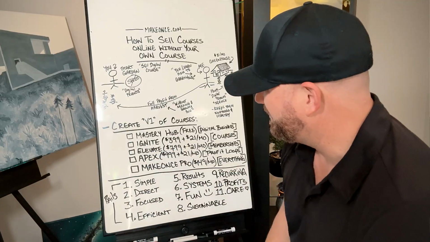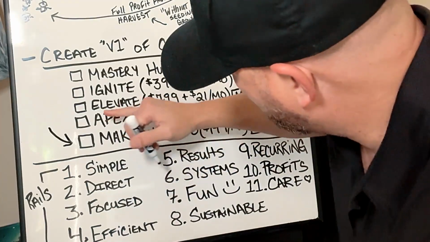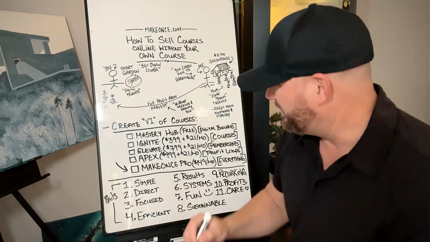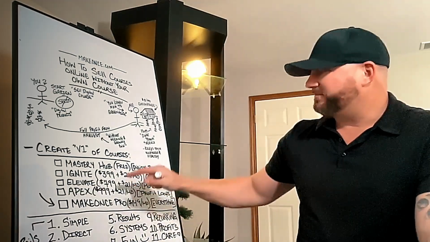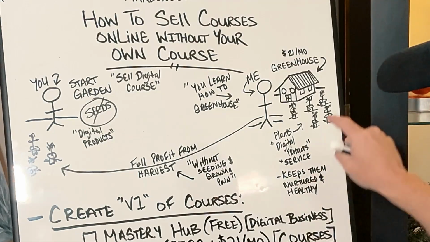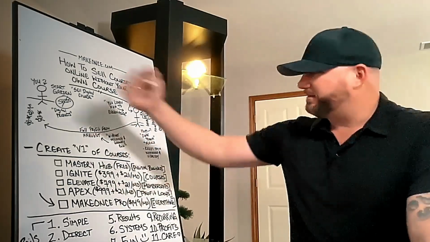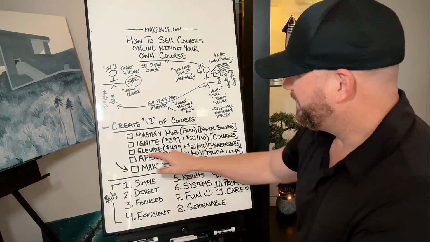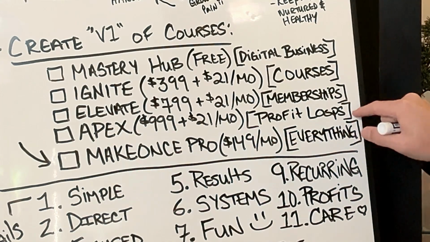The special right now is between now and May when I launch for $149, I'll give you all of these products. You only have to pay the $21 a month, and then you instantly can start selling these. But after in May, then you would have to pay the $3.99 or the $7.99 or the $9.99, just like buying the plants one time and then you can keep selling them and take the seed and keep reselling it, right? Ignite teaches you how to start online courses. Elevate teaches you how to start memberships, and Apex teaches you how to do profit loops.